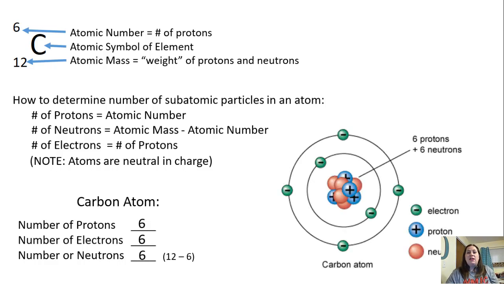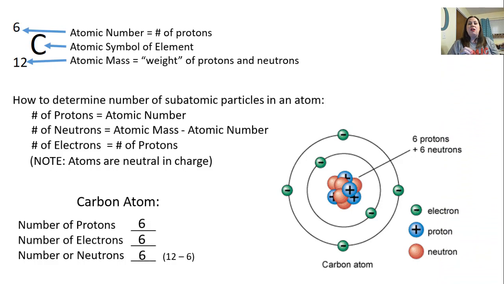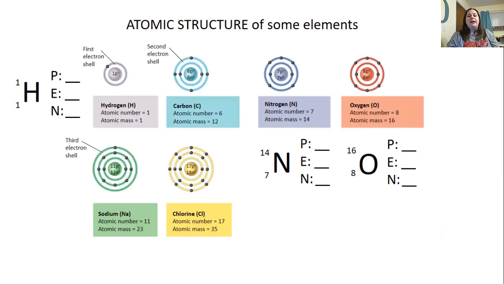This would be kind of the pictorial representation of what a carbon atom looks like. 6 protons and 6 neutrons in the nucleus. And then we see that you have in the first energy level 2 electrons, and in the second energy level 4, because 4 plus 2 equals 6. This one has 6 electrons. So let's take a look at the atomic structure of some of these other elements.